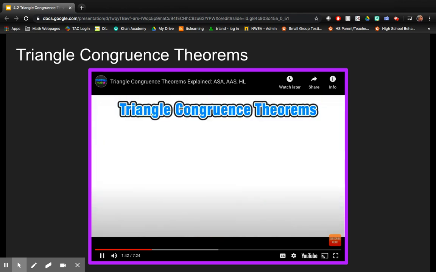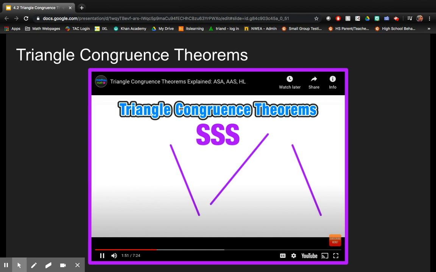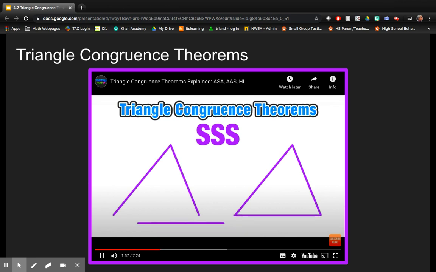Now the side, side, side triangle congruence theorem states that if in 2 triangles we have 3 pairs of corresponding sides that are congruent to each other, that means that they have the same length, then that's enough information to say that the triangles are congruent to each other. Which again just means that both triangles are exactly the same size and shape.